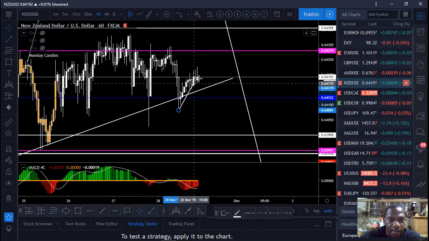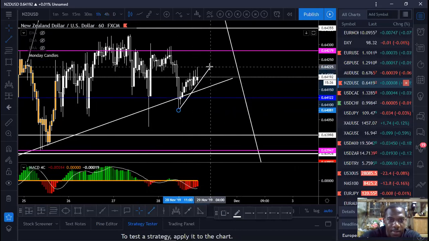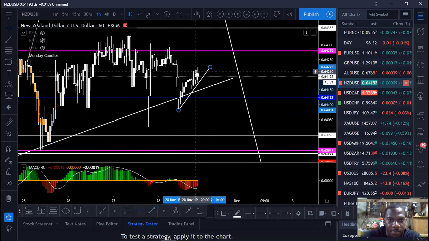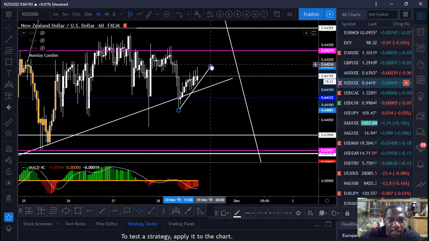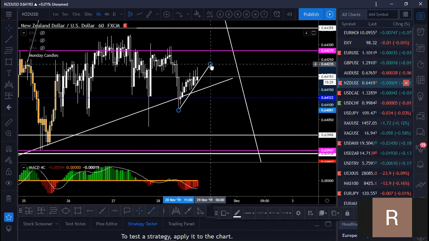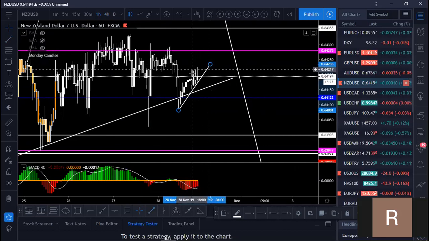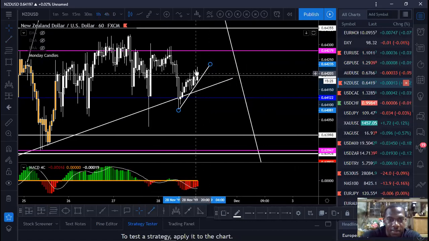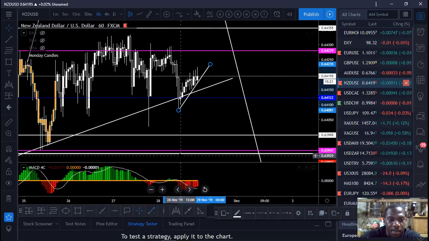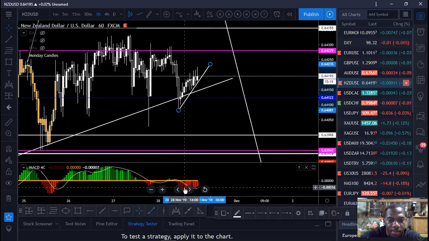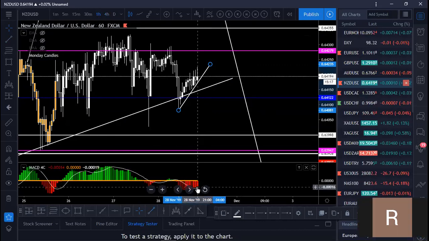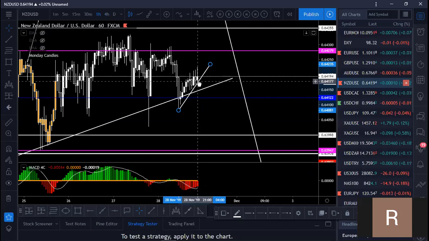It's starting to flag a bit. We're starting to get some nice rejection there. So for selling, you get some rejection from the buyers. But the MACD, it's still showing selling pressure. Yeah, you get selling pressure.